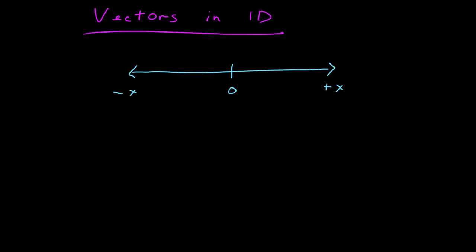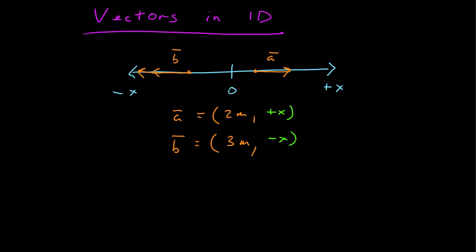They can point either in the positive x or negative x direction. Let's call this vector A and this vector B. Let's make B a little longer. Vector A will have a magnitude of 2 meters and points in the positive x direction. B will have a magnitude of 3 meters, negative x direction.